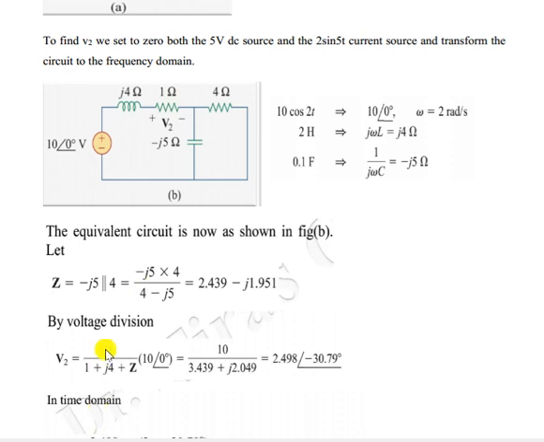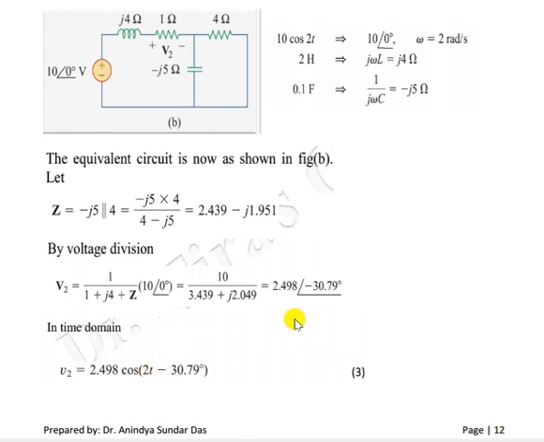You have to find out, so same voltage, same resistance divided by total impedance, that is 1 plus J4 plus this Z value, into this voltage. So if you calculate, you get this value. So in time domain, what you can write, this value should be multiplied by root 2, say they are thinking this is a maximum value, then cosine of 2t, because this frequency will remain same for each circuit, and minus this angle, that is your V2.